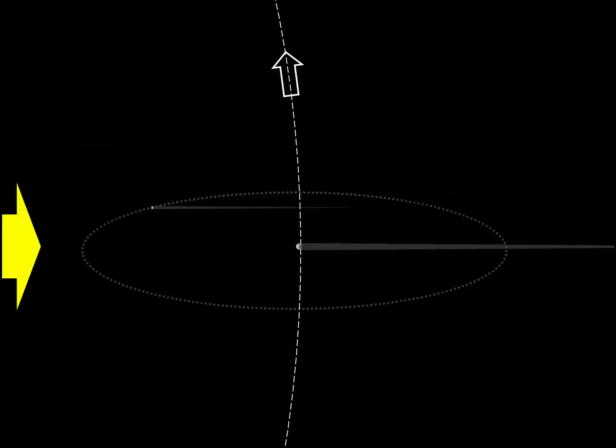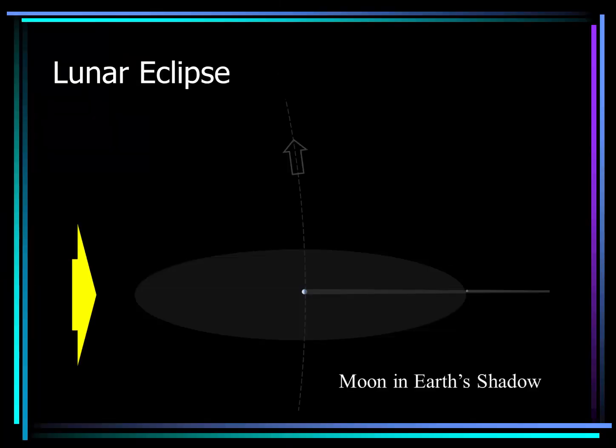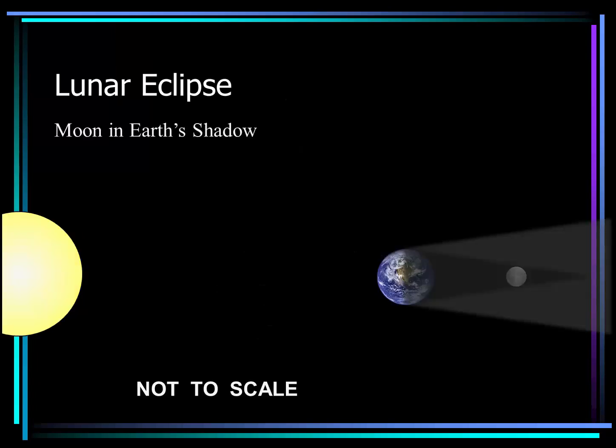There are two special spots in the Earth's orbit around the Sun where the planes align. If, during one of these alignment phases, the moon passes on the opposite side of the Earth, it may pass into the Earth's shadow, creating a lunar eclipse. Let's take a closer look at this scenario when the moon passes into the Earth's shadow.